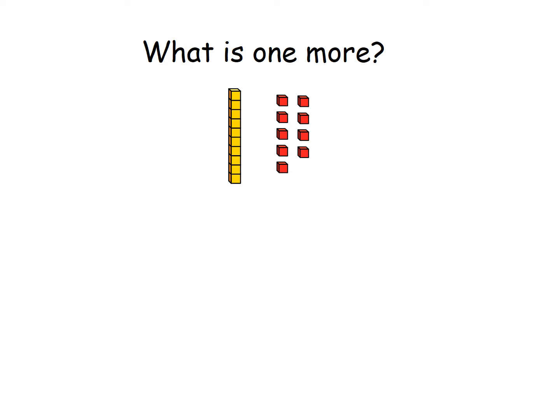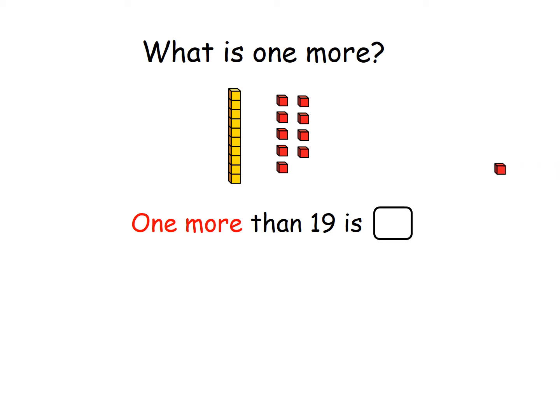I've got 1 10 and 9 1s. Okay, what is one more than 19 then? 1 10 and 9 1s is 19. So what is one more? If I add in another 1, you can draw it to help you if you need to. What number do I have?